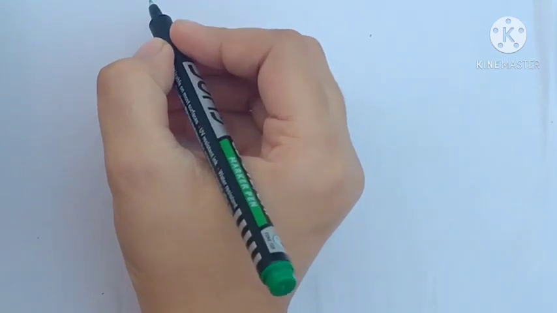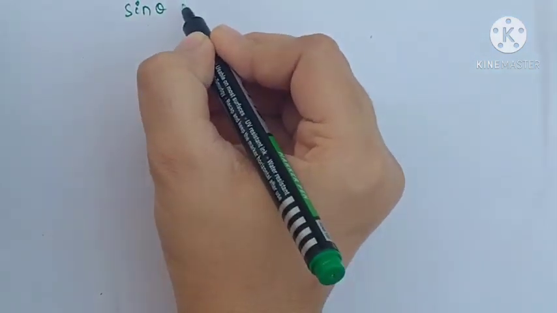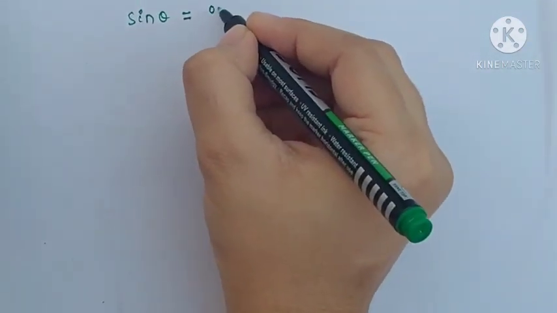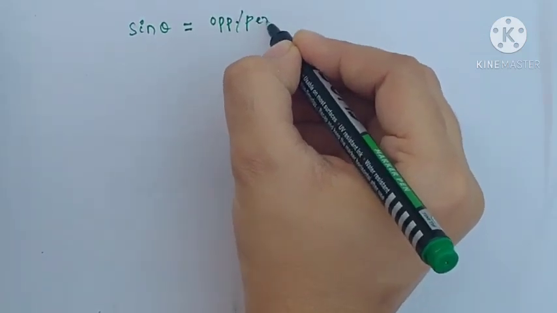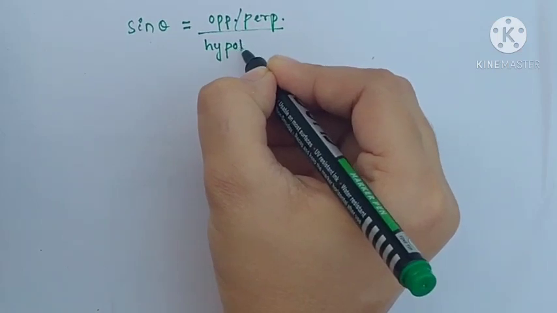Let me discuss the first trigonometric function, which is the sine function. So sine theta is equal to opposite or perpendicular by hypotenuse.